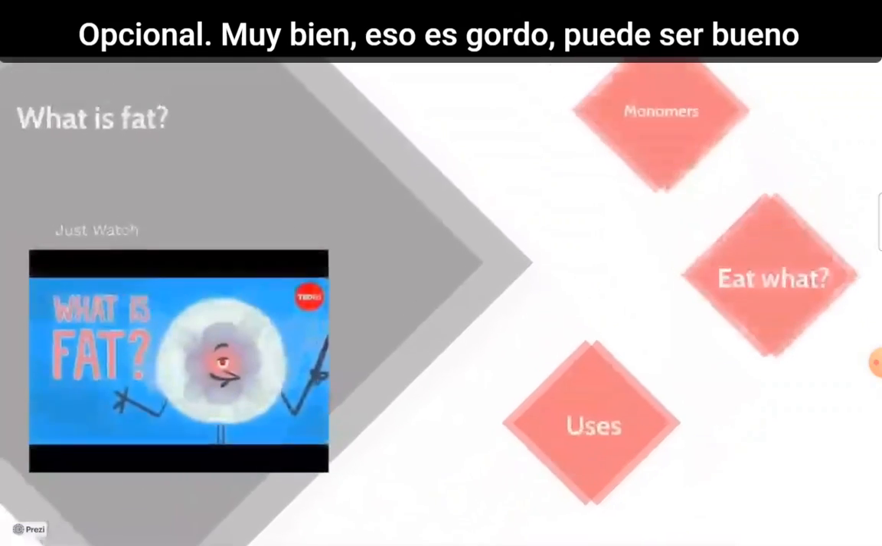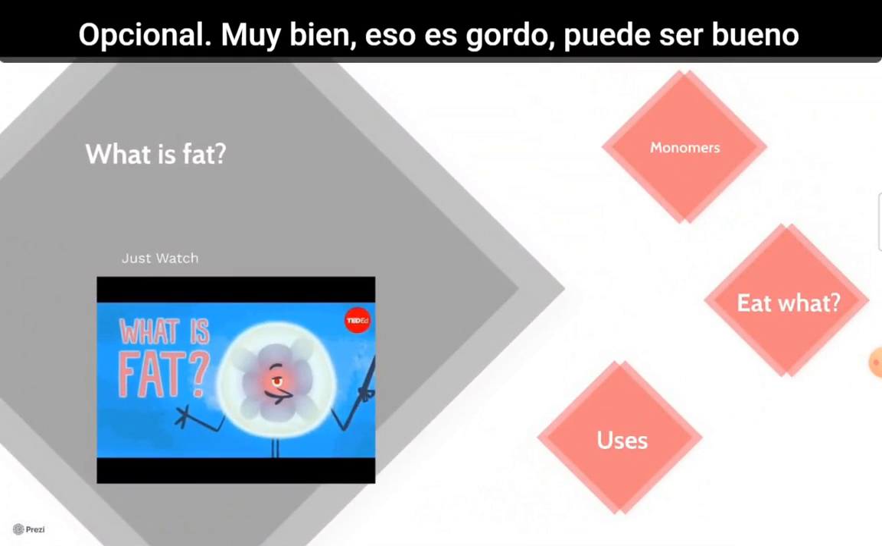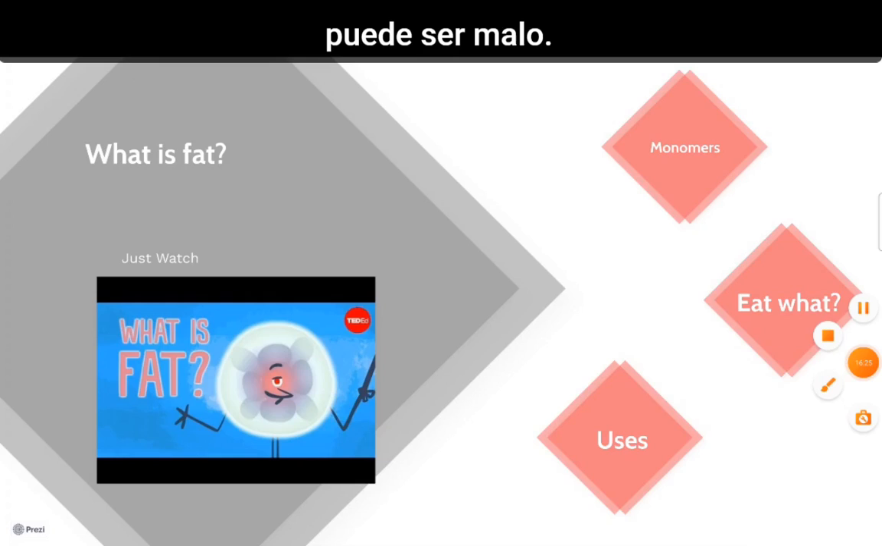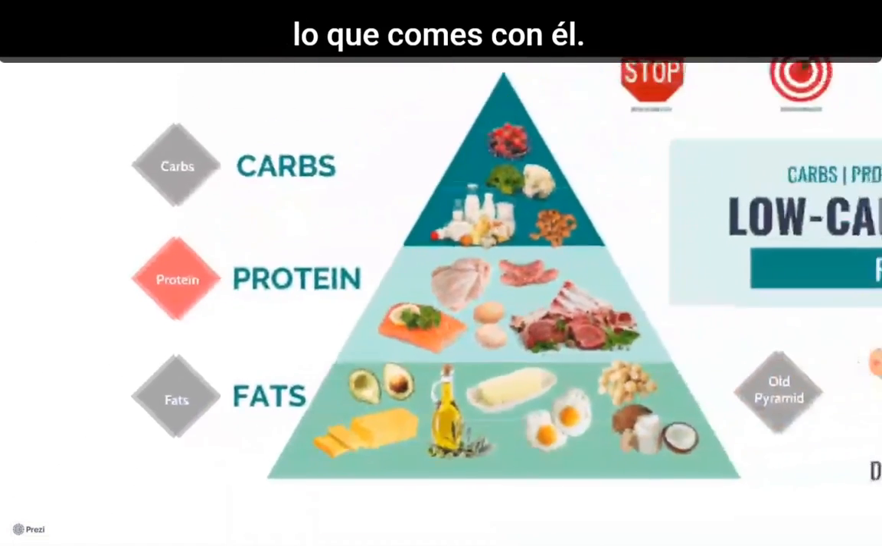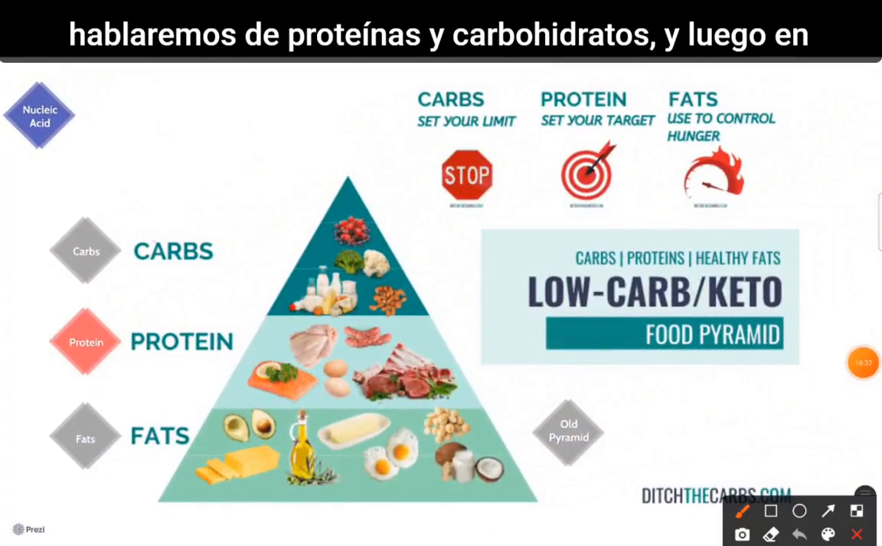All right, so that is fat. It can be good, it can be bad. It depends on what type of fat you eat, and it depends on what you eat with it. Next, we will talk about proteins and carbohydrates.